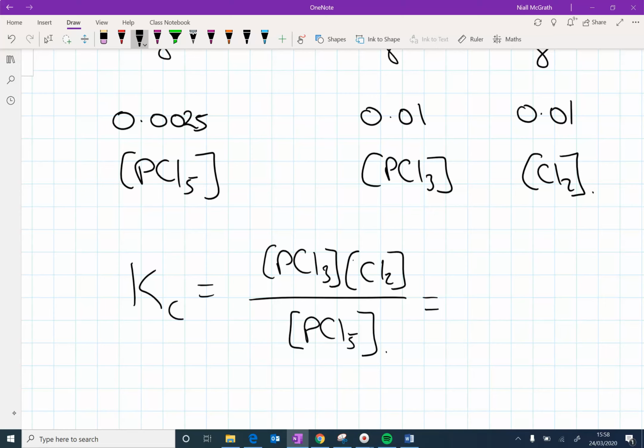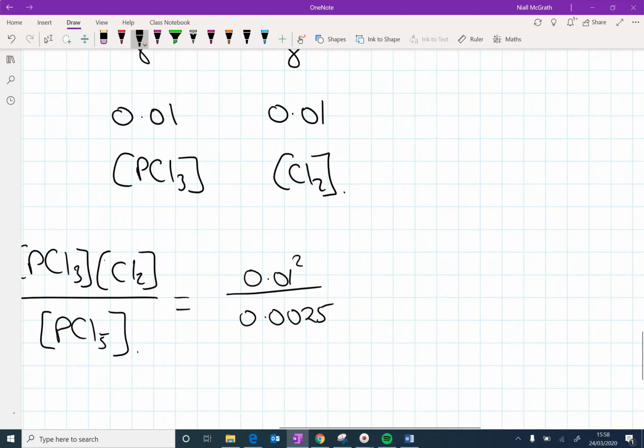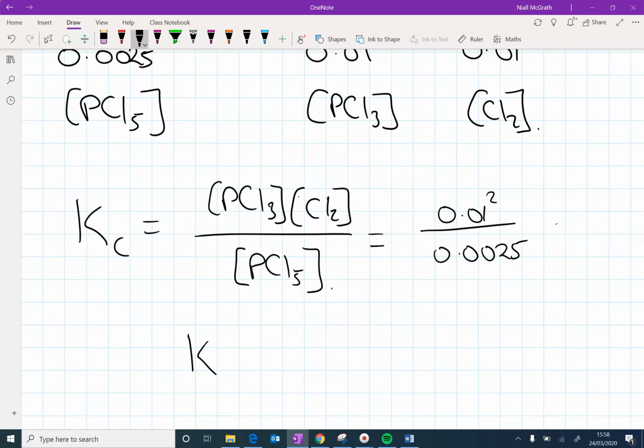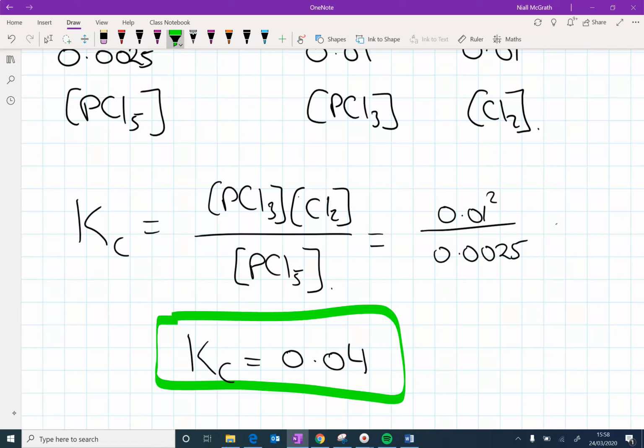Right, we're going to sub those figures into the Kc expression we had earlier, which was this. Subbing those figures in, it's going to be 0.01 multiplied by 0.01, so that's 0.01 squared, over 0.0025, and that gives us a Kc value of 0.04, and that is our final answer.